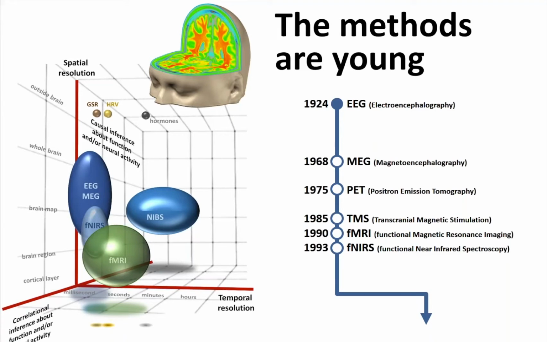And to do that, we've been very fortunate to be around in a time where we have non-invasive techniques to investigate brain function and brain dysfunction. But I think it's also important to recall that these methods are young, relatively speaking. EEG is, of course, the oldest of these, that was introduced around 1924, followed by MEG in the late 60s, PET in the mid 70s, TMS in the mid 80s, fMRI in 1990, and fNIRS in 1993.